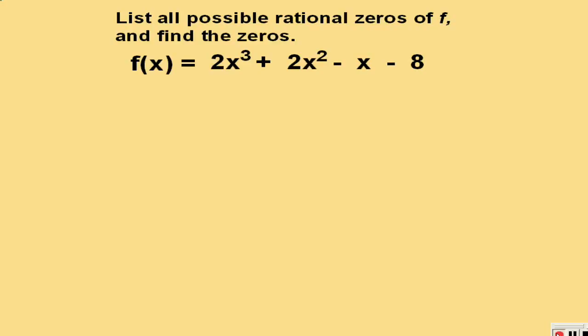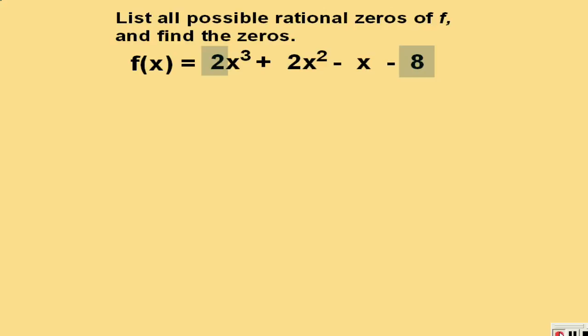List all possible rational zeros of f and find the zeros. In order to find the possible rational zeros of f, we need to first find the factors of the constant term, which in this case is 8, and put them over the factors of the leading coefficient, which in this case is 2.